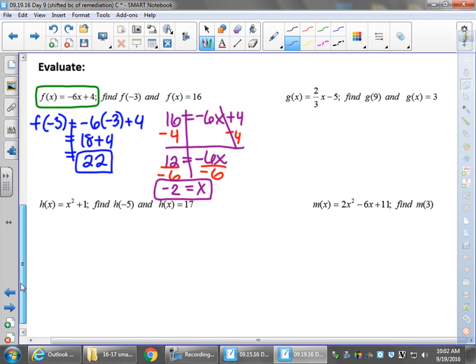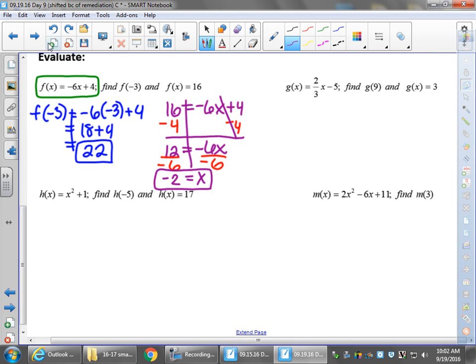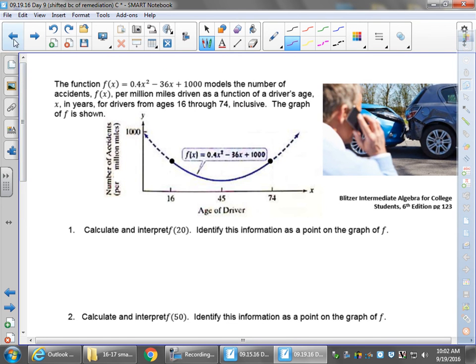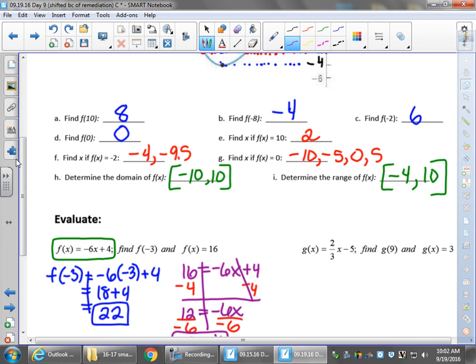Great job. Homework tonight is to finish these three, and then also to work on the real-world scenario on the back, and we will go over both tomorrow in class. Have a great day, folks.